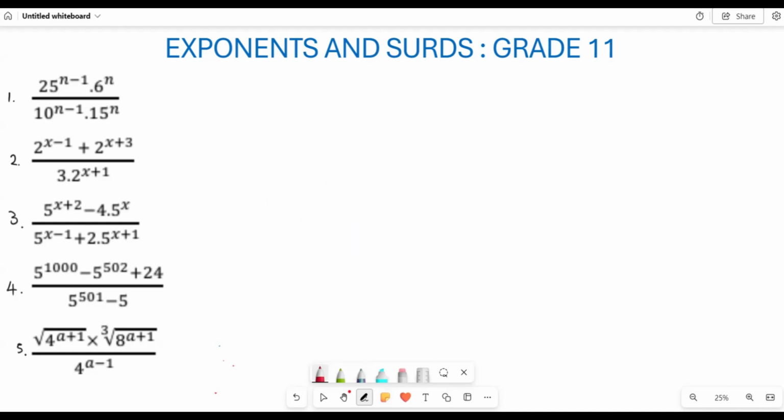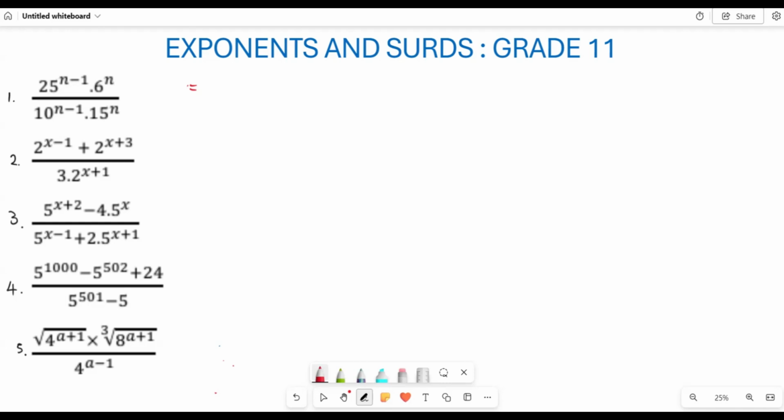From here, you are given 25 to the power of n subtract 1, and then here you are having 6 to the power of n, and then you're having 10. What is the first thing that you're going to do from here? You must write this in terms of what? In factor form.